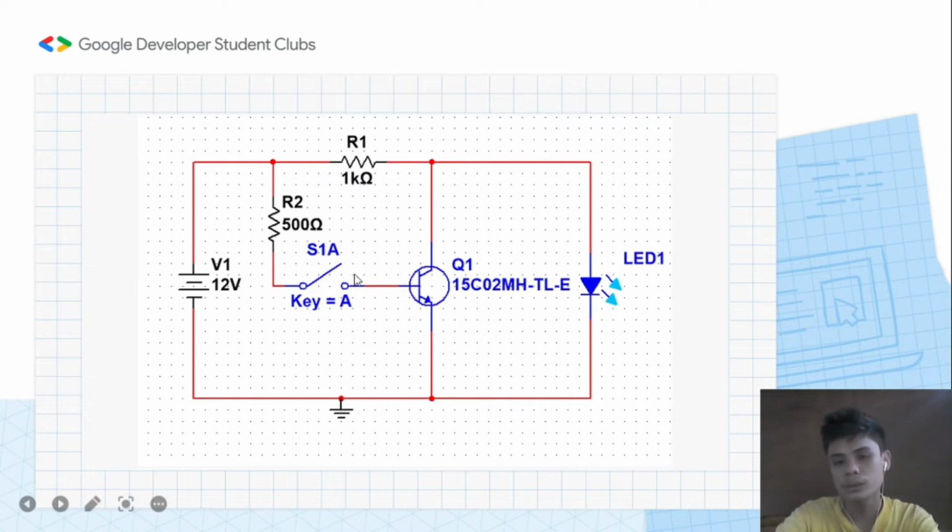However, if we turn on this transistor and apply current to its base, that's the time we allow current to flow through this portion, this connection. As a result, the voltage at this node is lowered, and we won't have enough voltage to make this LED on. So if we input on, our output is off. If we input off, our output is on.